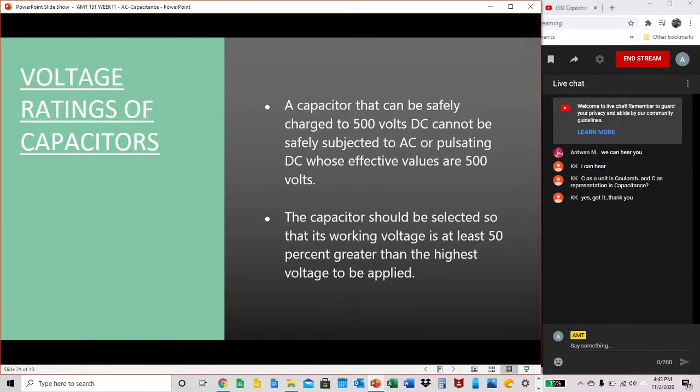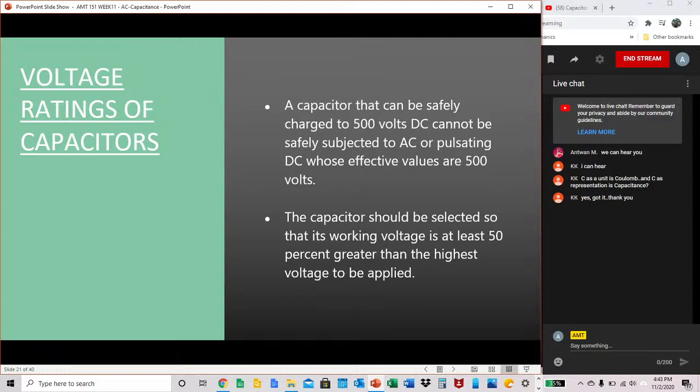A capacitor that can be safely charged to 500 volts DC cannot be safely subjected to AC or pulsating DC whose effective values are 500 volts. So 2 very different things, okay? Voltage ratings are huge in capacitors. They have to be rated properly for whatever they're being used for.